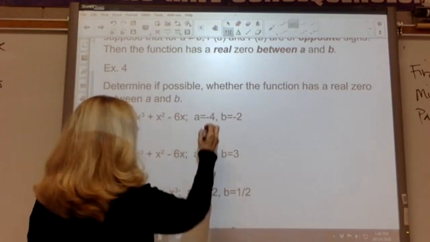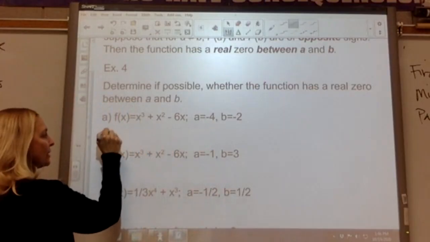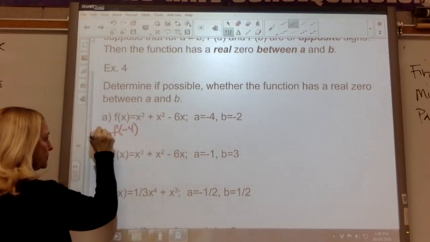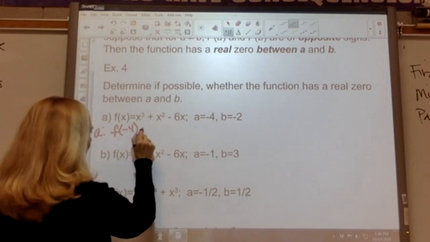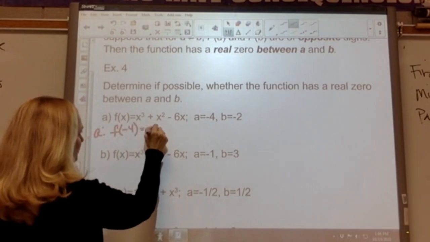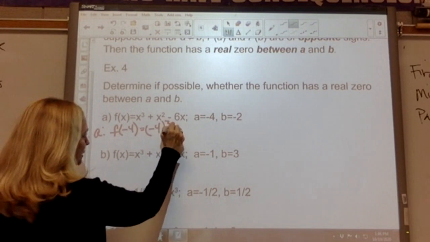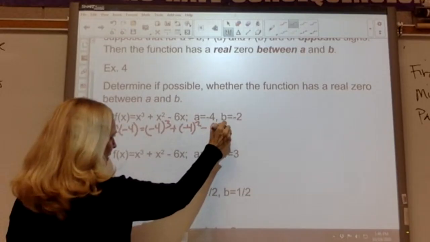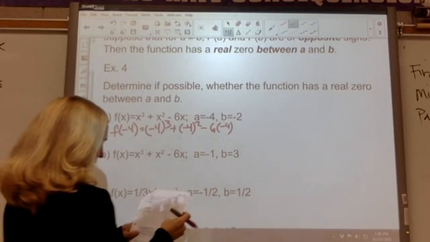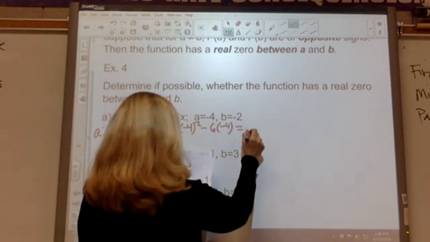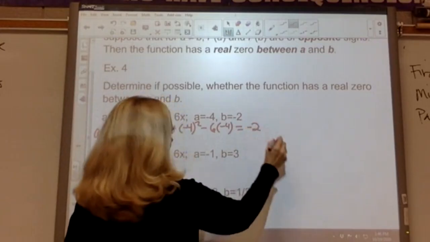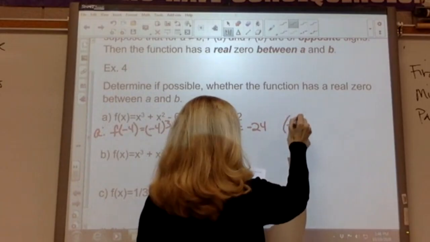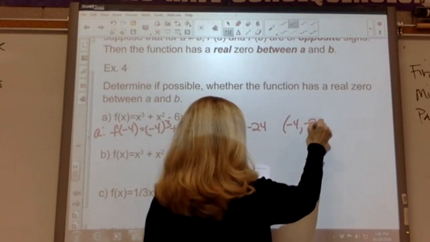All right, so we have a is negative 4, so we're going to find f of negative 4, so you plug that in, this is our a value. So when we do, you would have negative 4 cubed plus negative 4 squared minus 6 times negative 4. And when you work this out, you're going to get negative 24. So you get the ordered pair negative 4, negative 24.